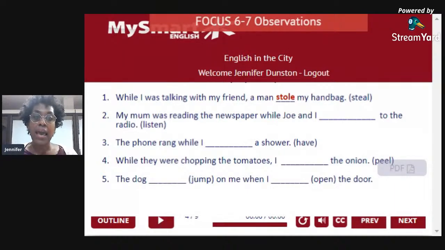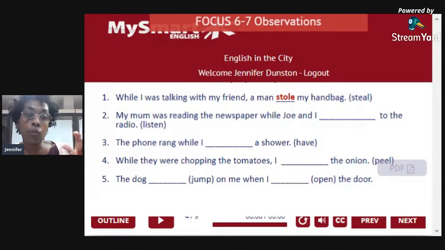Excellent. And here, if we notice in this sentence, we have 2 past tenses. We have "while I was talking, blah, blah, blah." A man stole my handbag. And this is where we notice what Victoria had mentioned before, that this past simple part of the sentence, a man stole my handbag, is a short activity.